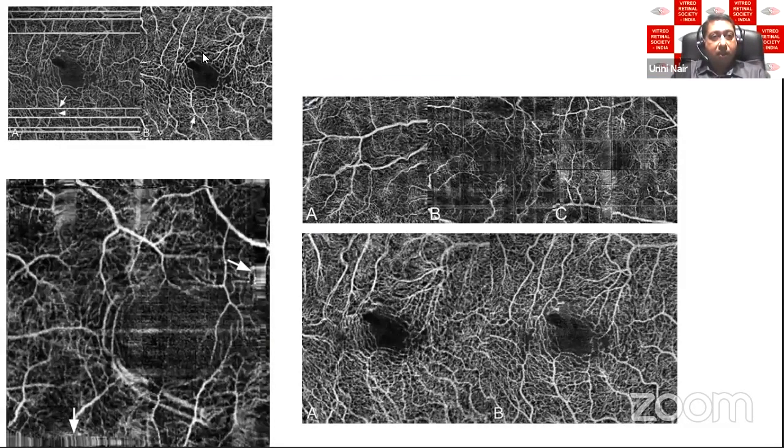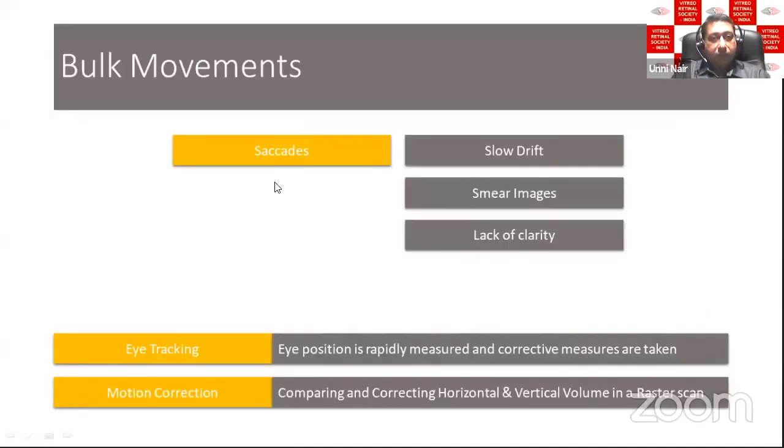So in this particular one, you see these white line artifacts. This is called a stretch artifact, where you see a stretching of the signal over here. This particular one, you can see all the vessels are doubled over here. It's a doubling artifact. And this is called a quilt. You can see a checkered pattern over here. It's called a quilt artifact. So that's what microsaccades produce. But the slow drift of the eyes can sometimes totally cause a lack of clarity. And movements are corrected by two things inside the OCTA, that is eye tracking, or the software does a whole motion correction.